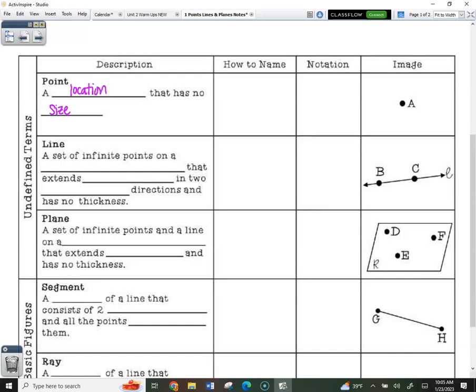How do you name a point? You use a capital letter to name a point. So, for example, which the picture is already drawn, this would be called point A.